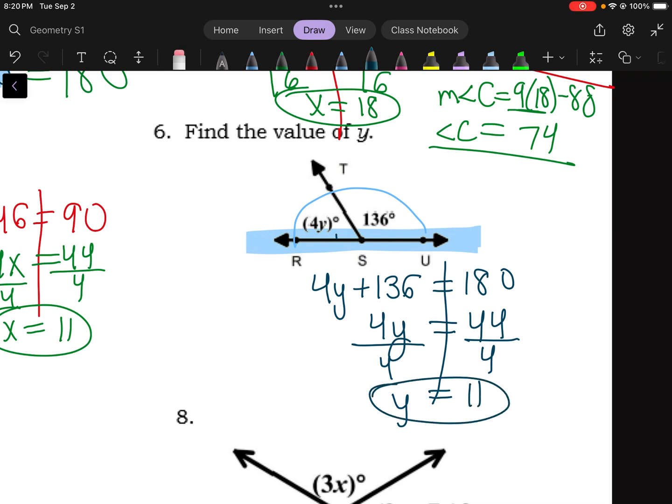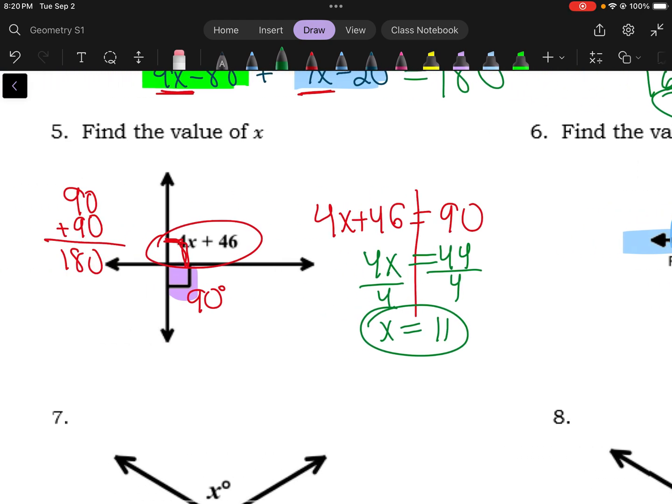Well, there you go. So equaling 90 compared to equaling 180, and we still got the same answer for both of them. Kind of weird. All right, but x and then y.